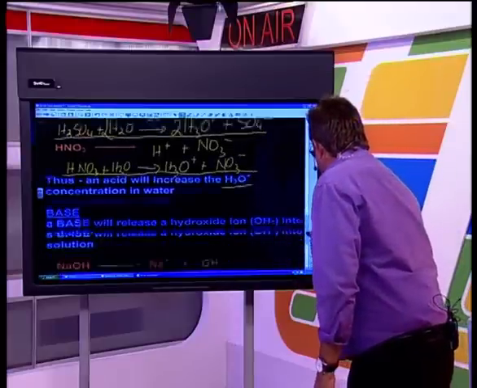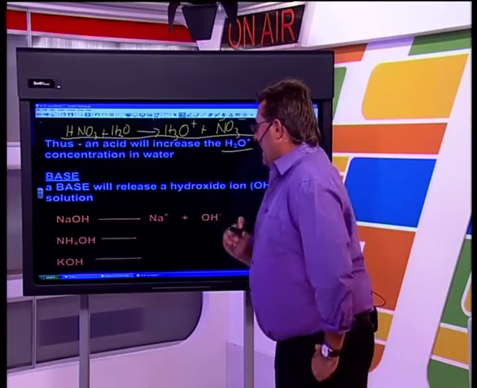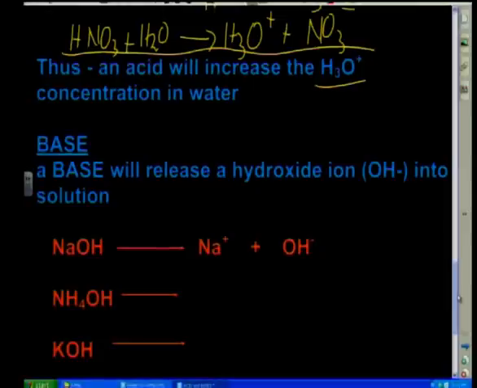Okay, now let's have a look at a base. Now, a base is actually very simple. In fact, it's much simpler than explaining the acids. And Arrhenius didn't have too much trouble trying to sort this one out. Because what did he say? He said a base will simply release a hydroxide ion into solution.